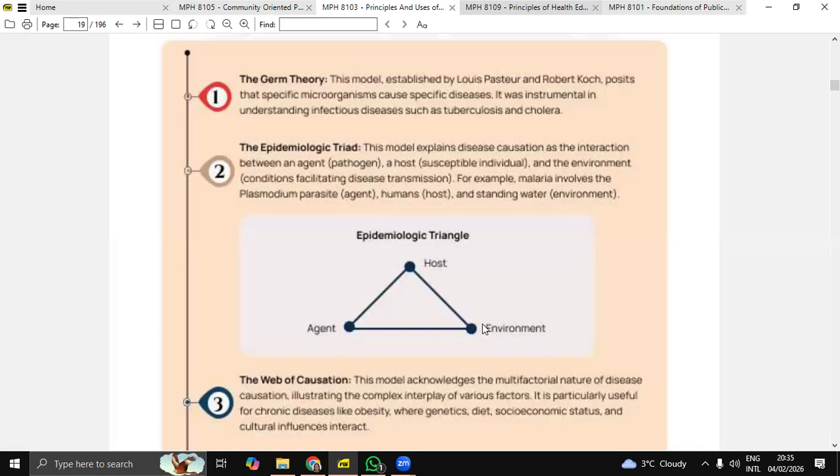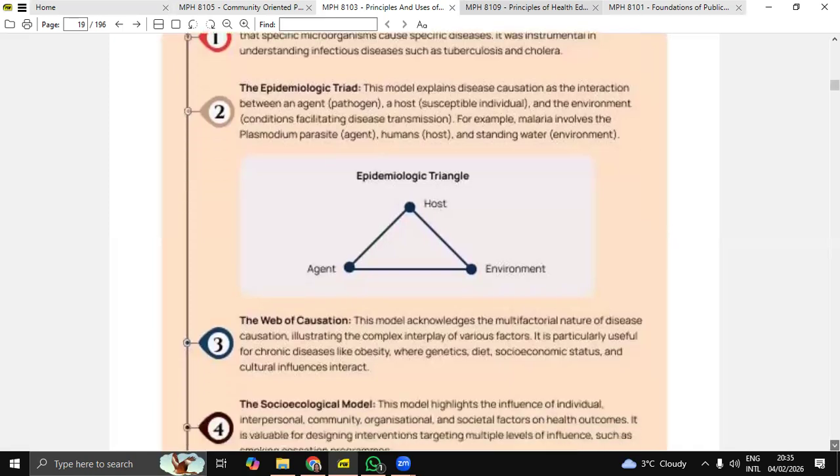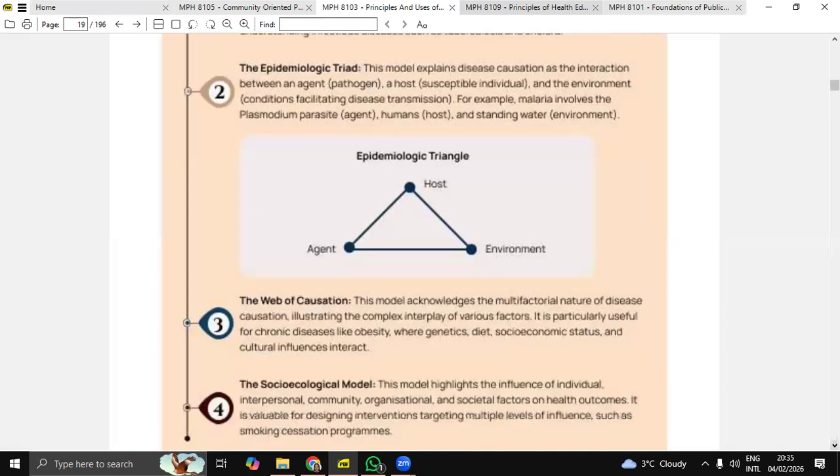The next models were now more multifactorial. And the model here is the web of causation. That's one of the models. If you Google on your phone, maybe something about the web of causation for cardiovascular illnesses, you will see how it is actually like a web. There are so many factors there. Basically, what this web of causation is saying is that for a disease to occur, there are too many things that will happen.